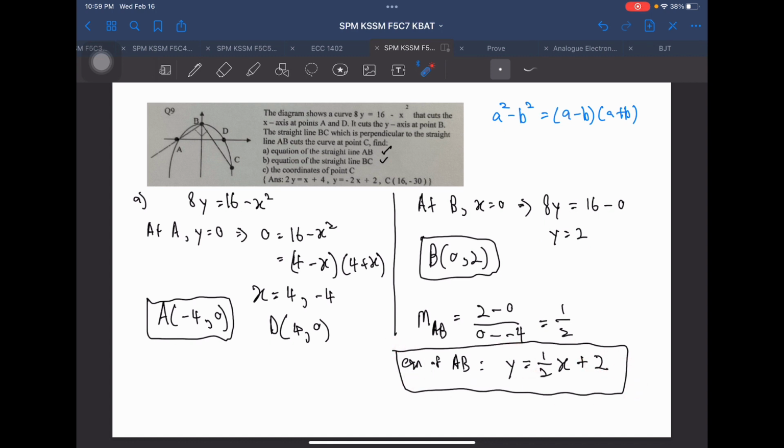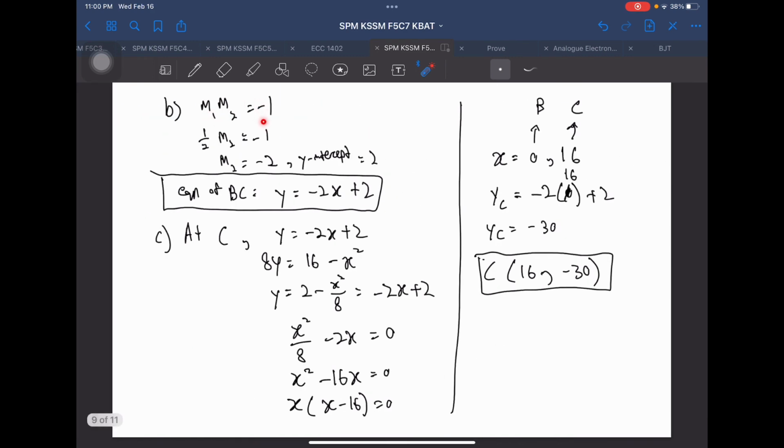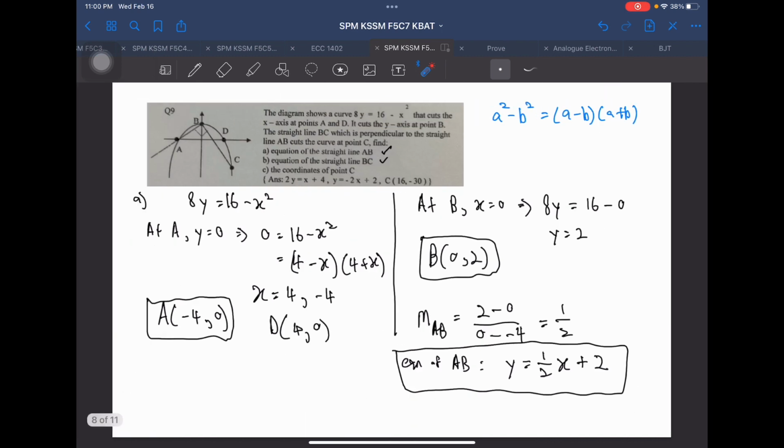Easy, right? Next, you want to find the equation for BC, and AB is perpendicular to BC. So what comes to your mind? m1 times m2 equals negative 1. Perpendicular, m1 times m2 equals negative 1. So m1 times m2 equals negative 1, and you know m1 is 1 over 2, so m2 is negative 2. And you know that the y-intercept is 2 because the y-intercept for BC is also at B.